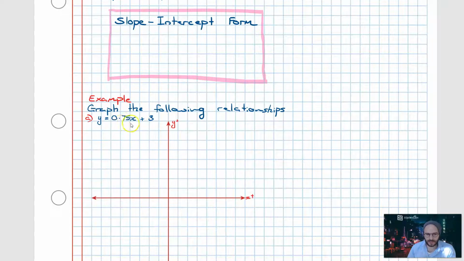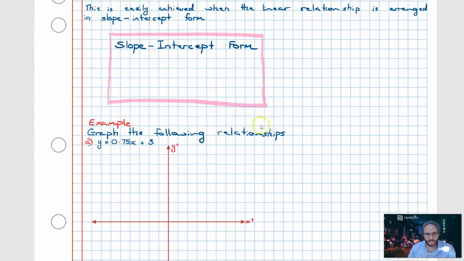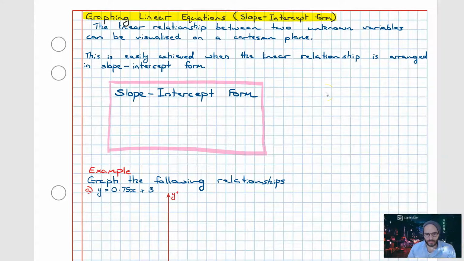Now, in addition to being able to represent these in an algebraic form like you can see here, we're going to have a look at how we can represent these in a visual form. The way in which we go about representing these in a visual form is we like to have them in a specific algebraic form called slope-intercept form. Slope-intercept form is arranged as y equals mx plus c, where the m refers to the gradient and the c refers to the y-intercept.